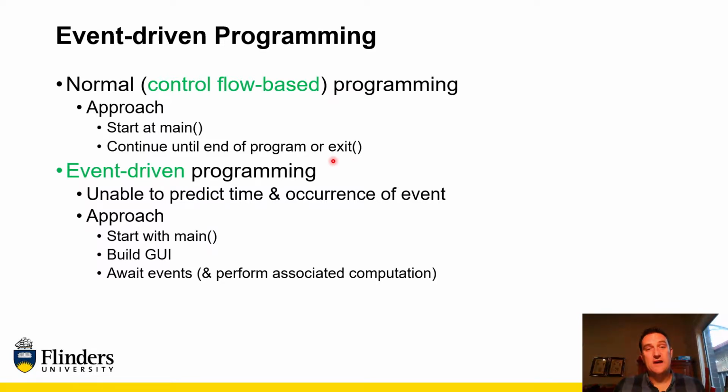Event-driven programming is different in that it's not the control structures that decide what happens, it's the events. And as it says here, it's unable to predict the time and occurrence of the event.